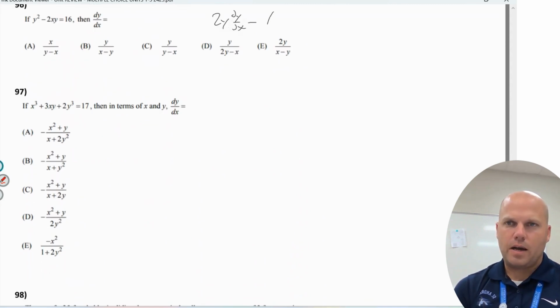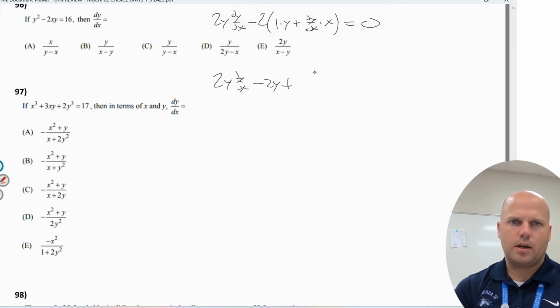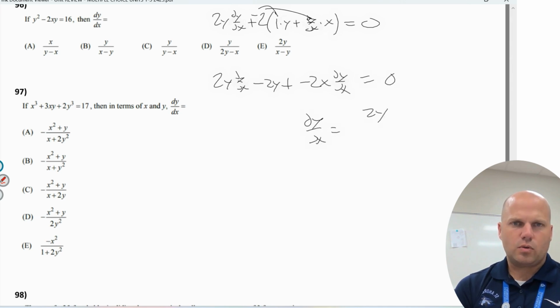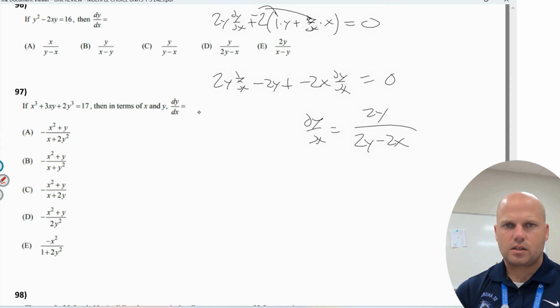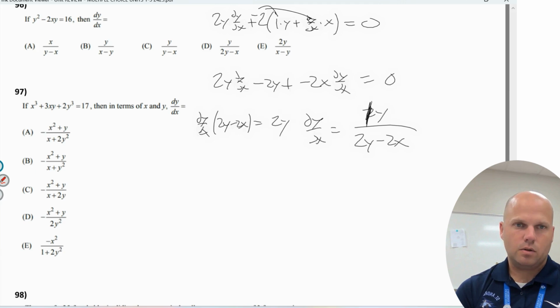2y dy/dx minus 2 slopes of x times y plus the slopes of y times x equals 0. 2y dy/dx minus 2y plus a negative 2x dy/dx because I distribute the negative 2. dy/dx equals 2y over 2y minus 2x because I factored out the dy/dx. Added the 2y. I'm going to divide everything by a 2. And I have y over y minus x.